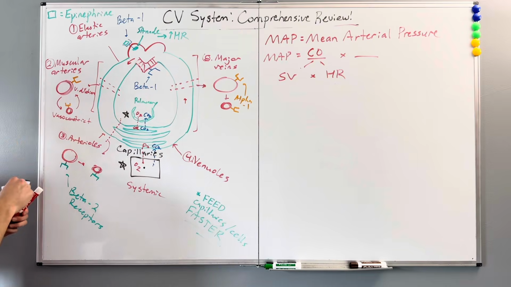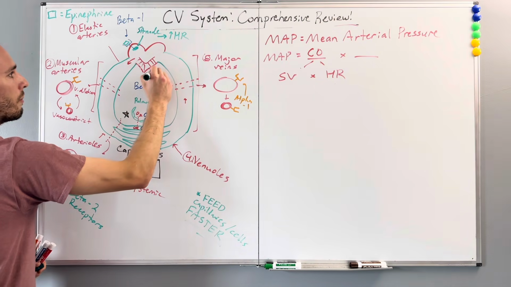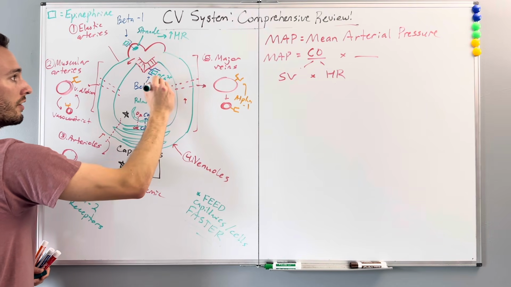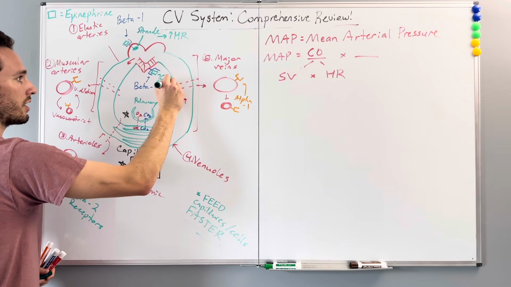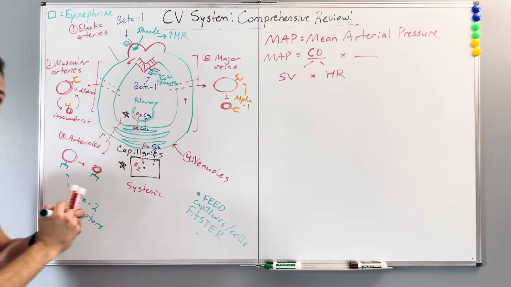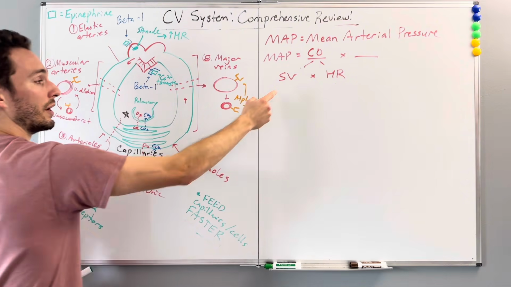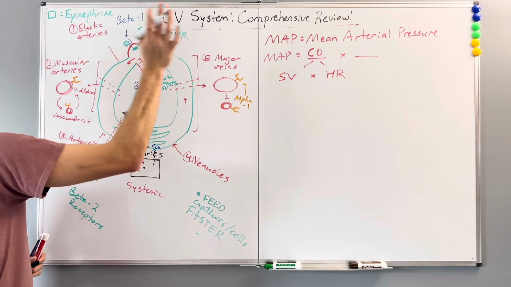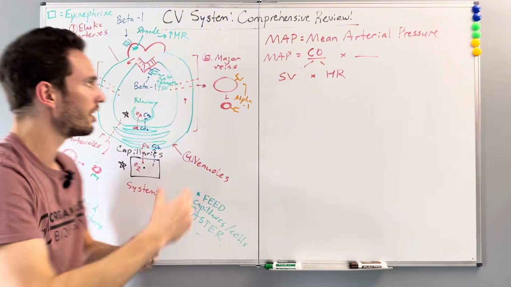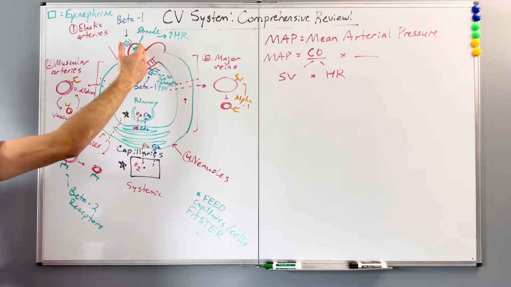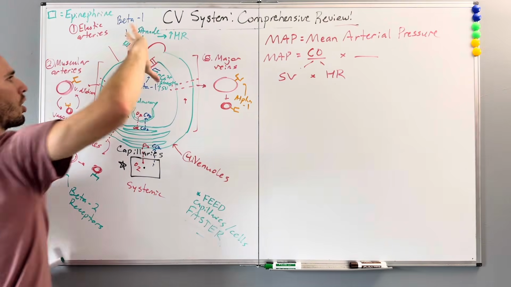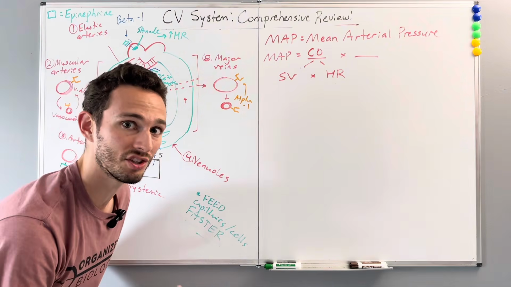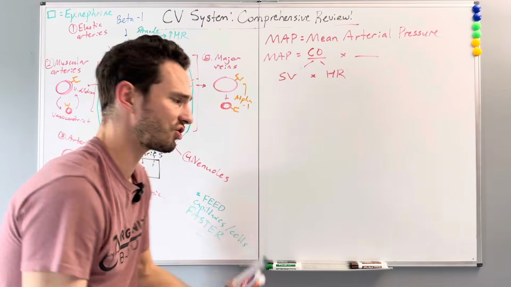Secondly, if we bind beta 1 receptors on the heart muscle tissue itself, it'll increase the calcium amount in the heart, therefore increasing the strength of the contraction. If we increase the strength of contraction, guess what? We increase our stroke volume, so that will also increase our blood pressure. So already, the heart itself basically responds to epinephrine by contracting harder and faster, getting the blood to the capillaries as fast as possible. Again, remember, we're exercising or we're stressed.